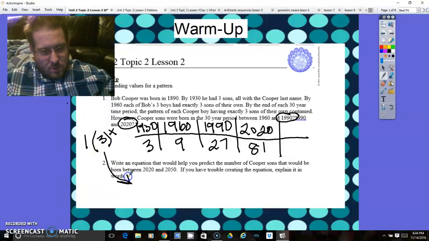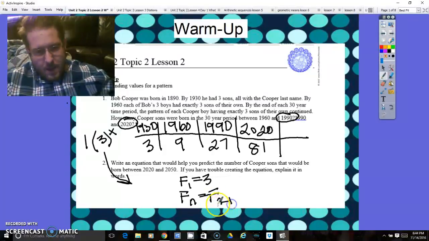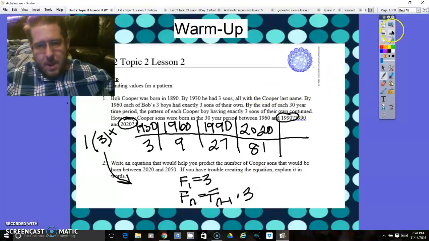It looks like I'm answering the question down here. So if you want to write that as a recursive formula, we would say f sub 1 is 3 people. That was right here. And f sub any number n is found by taking f sub n minus 1 and multiplying it by 3, because that was the pattern.